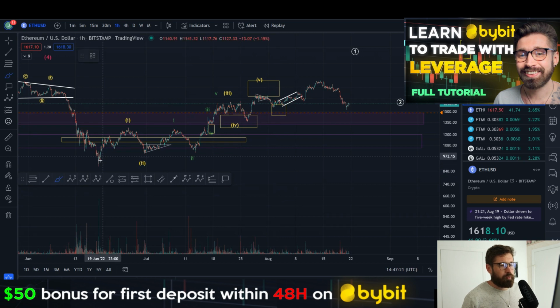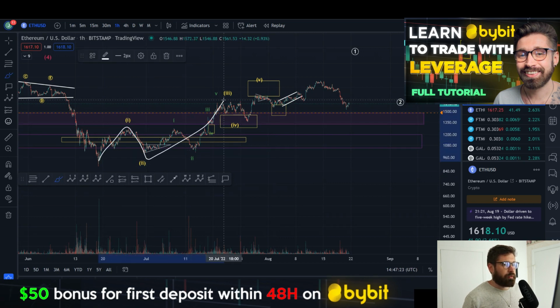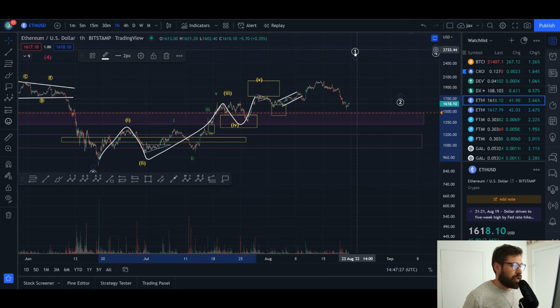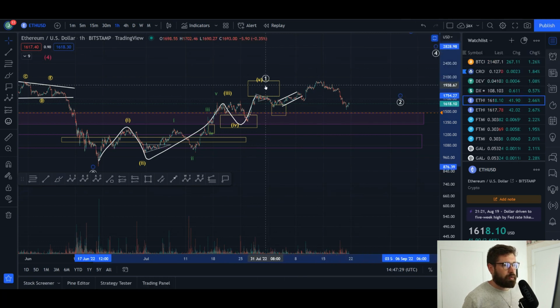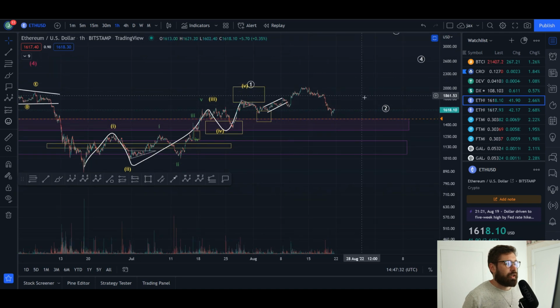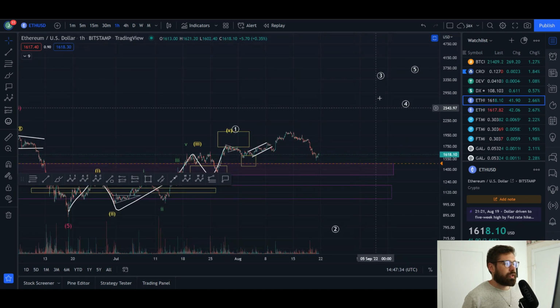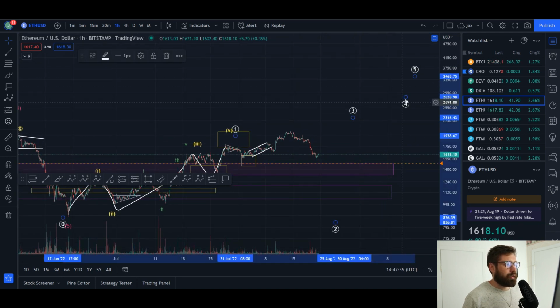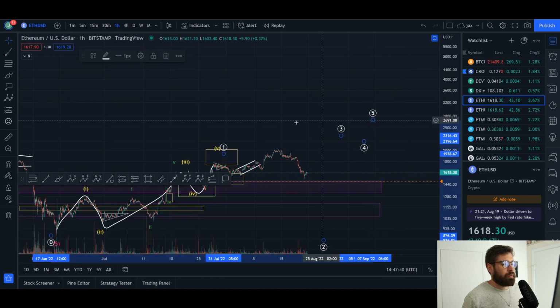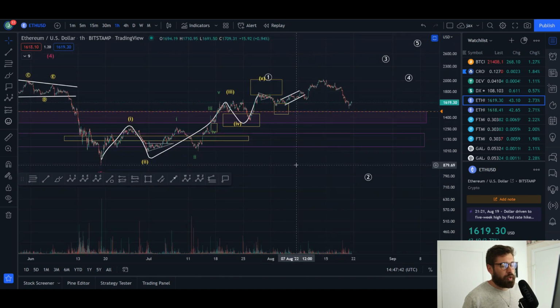We came up in a wave 1, wave 2 pullback. Here was your wave 3, wave 4, and a final wave 5. It is a possibility. I don't think it's the likely scenario, but it's something we have to look at here. And now we're putting in a wave 2, so we can bring in or down our wave 3, wave 4, wave 5.